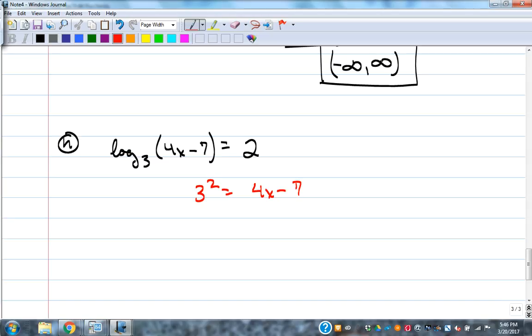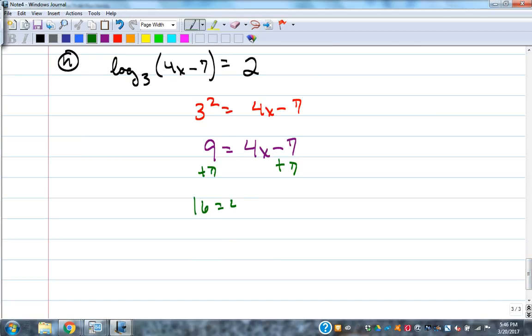What's 3 squared? It's 9. 4x minus 7 is equal to 9. And that's an easy problem to solve. That's 16 is equal to 4x. Divide by 4, x is equal to 4. Okay.